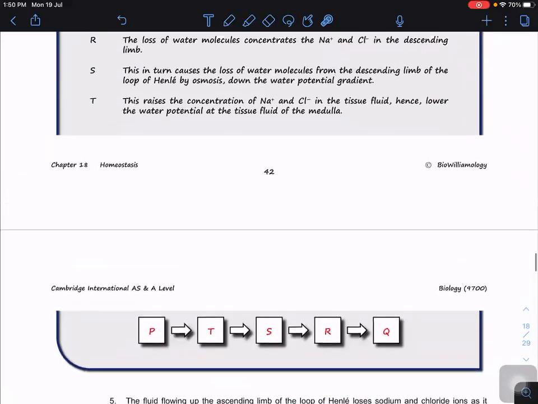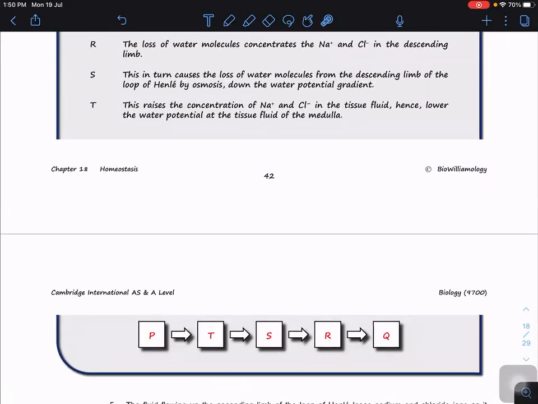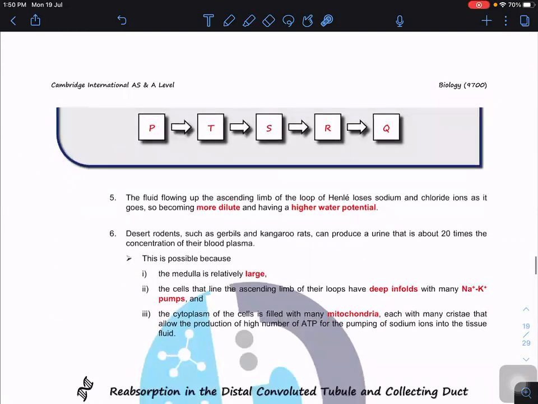Okay, this is the answer. We can try. Now next, the fluid that's flowing up the ascending limb of the loop of Henlé loses the sodium ions and chloride ions, so it becomes more dilute and has higher water potential. This is very important. Why? Because we want to continue to reabsorb the water molecules. We don't want the water molecules to go the reverse way, entering back into the DCT. So therefore, it has higher water potential.